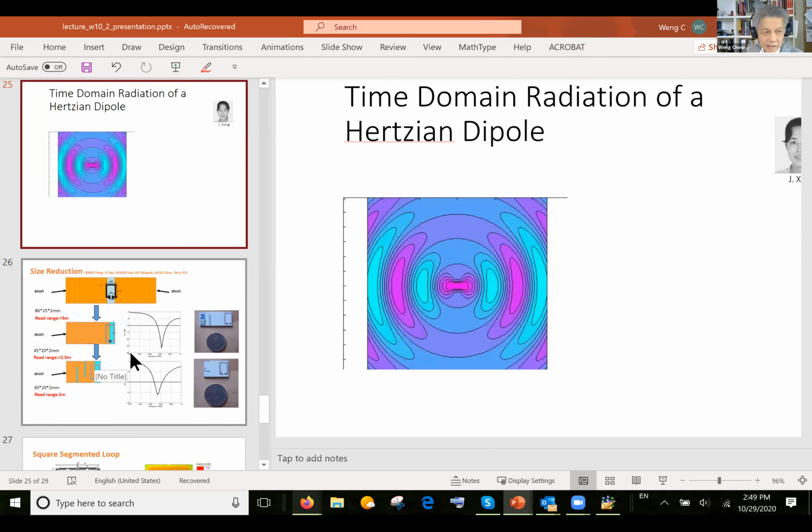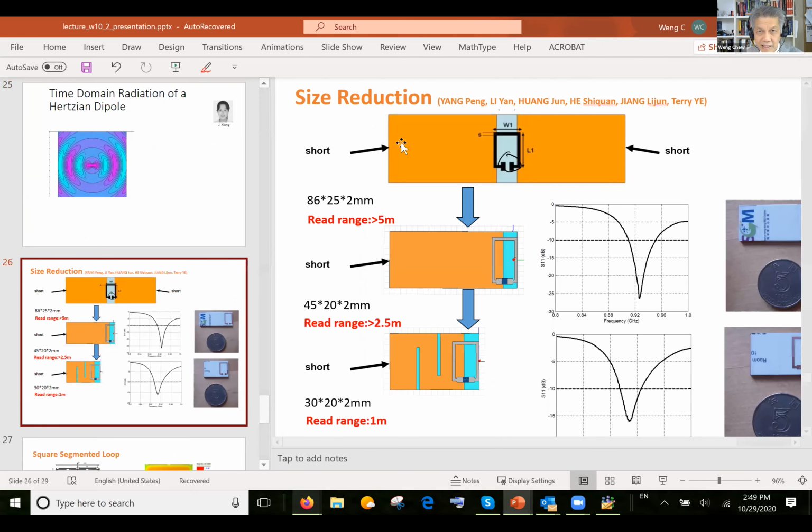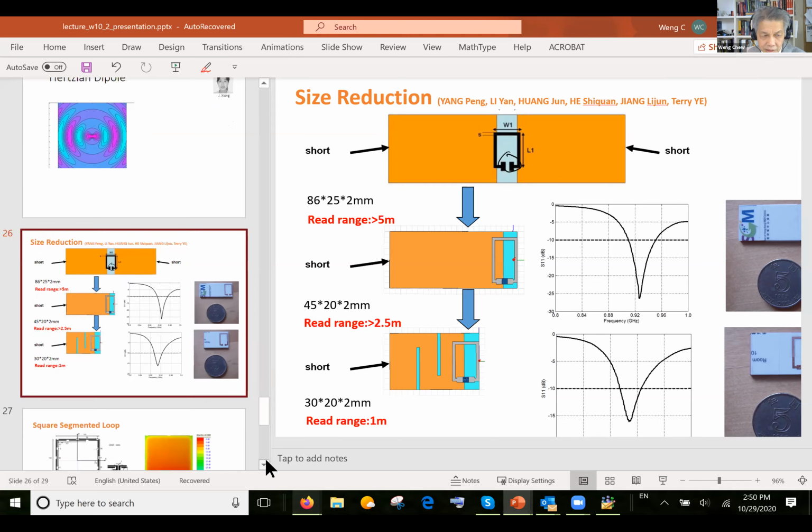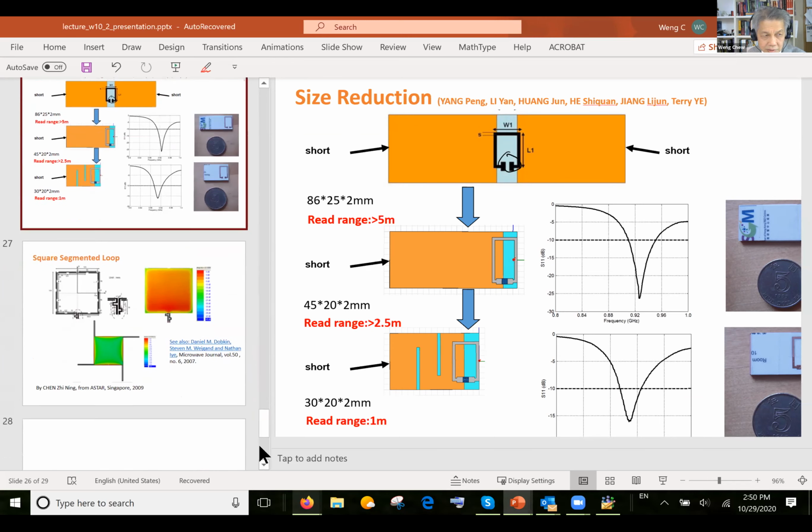And then another antenna that's very popular is called the RFID antenna, where you put this on a food package or a merchandise package, and you would like to make this antenna as small as possible. The idea is the same. If you can control the current flow and make the current go in a tortuous path, you can make this antenna a lot shorter, half its original size. And this is something I did with some people at Hong Kong U.